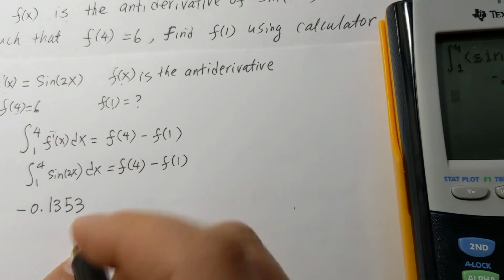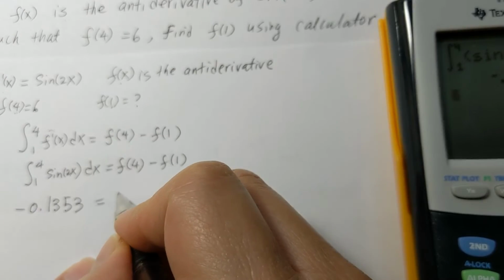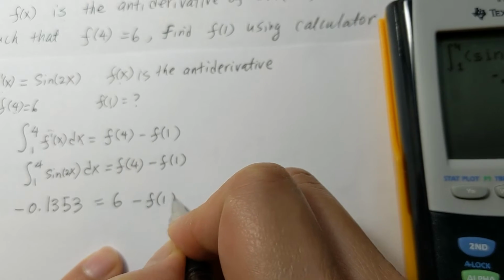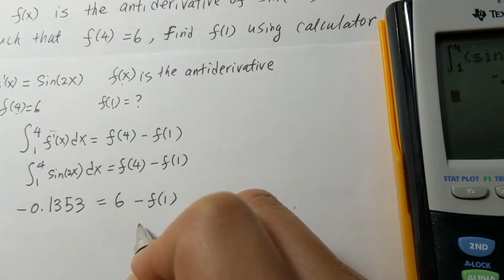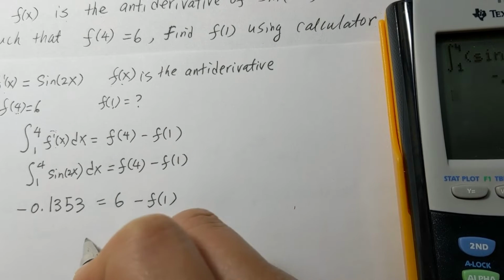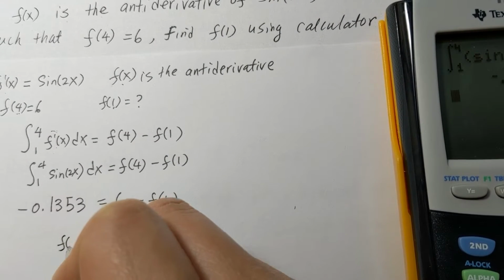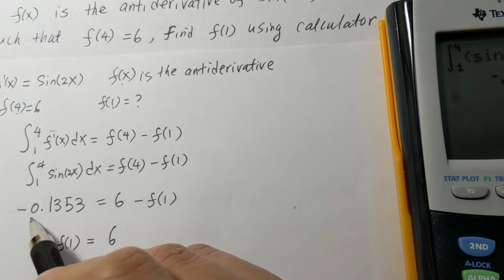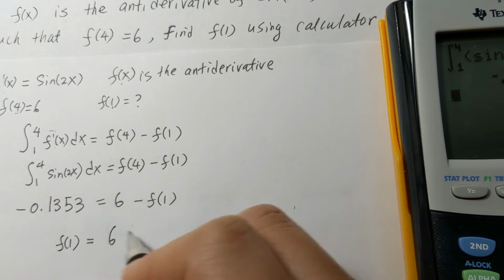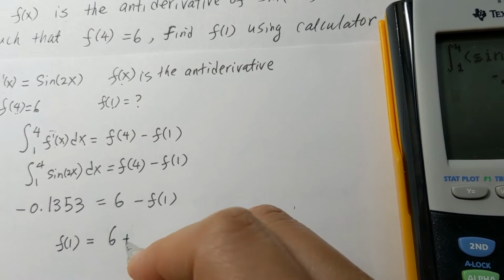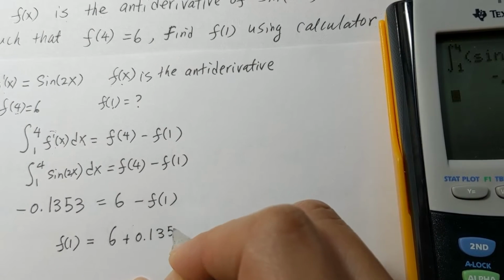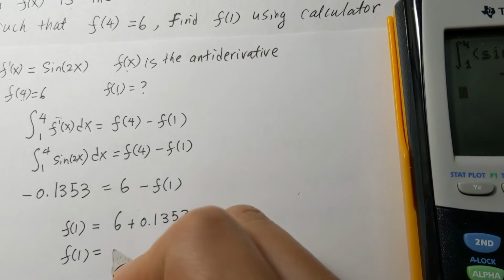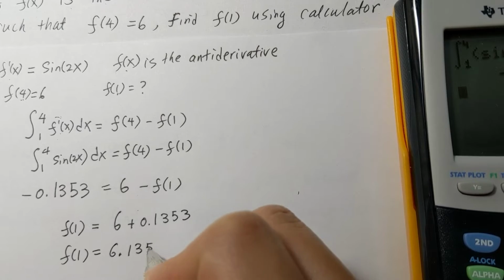And now we have f of 4 equal to 6, and then we're going to minus f of 1. So over here we're going to move the f of 1 to the left side, and 6 stays the same. And then we're going to move this to the right side. It was negative, it becomes positive. So f of 1 equal to 6.1353.